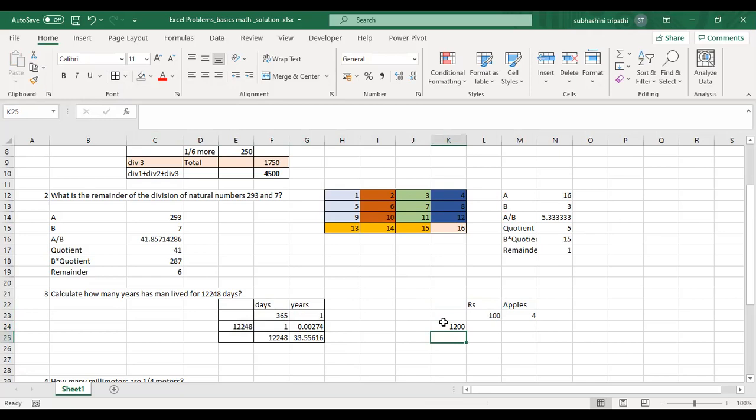So first thing you want to do is understand in 1 rupee how much apple I get, right? So how do I make 100 rupees into 1 rupee? I divide it by 100, isn't it? Then because 100 rupees is 4 apples, this 100 divided by 100, it should be how much? 4 apples divided by what?